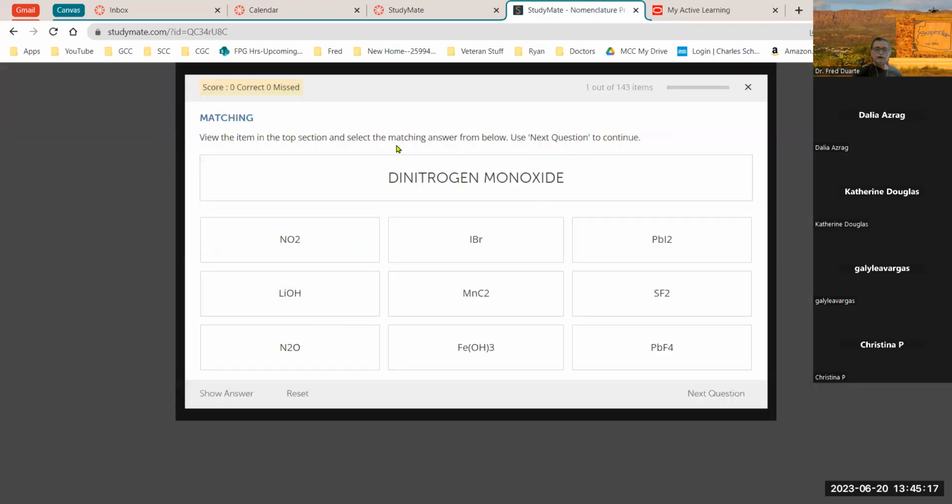In the matching, you're given the name dinitrogen monoxide, and then from that you go around and find the formula. Dinitrogen meaning 2 nitrogens, monoxide meaning 1 oxygen. So the formula has 2 nitrogens and 1 oxygen, which would be the case right there. Okay. So again, this is an aid for you.